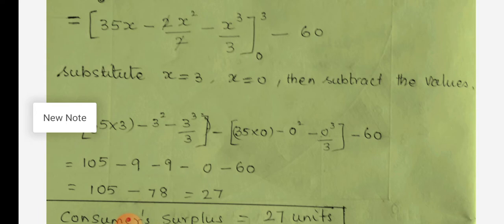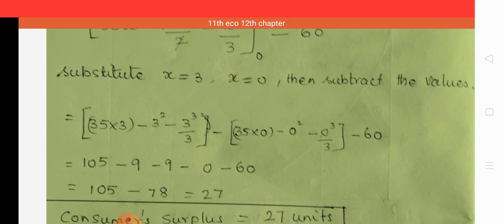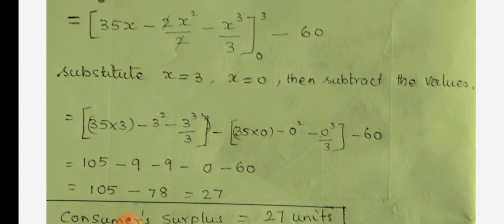Substitute x value to be 0 now. Now, the same thing, 35 into 0 minus 0 square minus 0 cube divided by 3. Already we have minus 60. Now, 35 into 3 is nothing but 105 minus 3 square is nothing but 9 minus 3 cube divided by 3. 3 gets cancelled, which will be 3 square. Again you get minus 9. When you see the numbers which are given in the second bracket, 35 into 0 is 0, minus 0, minus 0. So, the value will be 0 only.